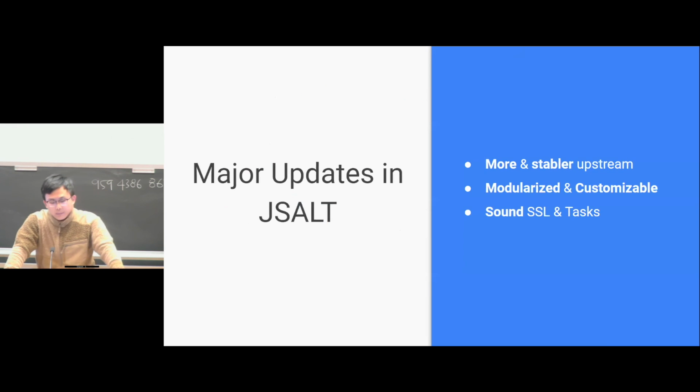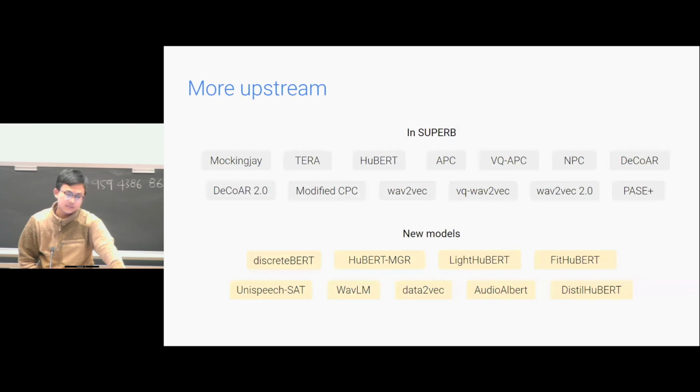So our major updates in JSALT are that we add lots more new upstream models, and we make all the upstream collection models more stable. And for the downstream benchmarking pipeline, we make it modularized and customizable so that people can easily adapt to new experimental settings. And also it is because of this new flexibility that we can easily expand the horizon of S3PRL into the sound domain, that is, sound self-supervised learning and sound-related tasks.